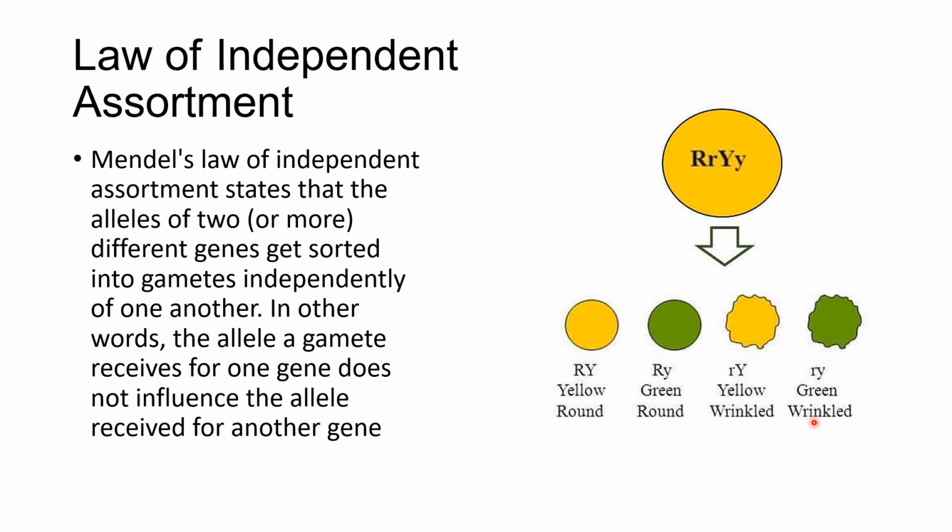There is no influence from the alleles for different traits on the alleles for other traits. They do not care about each other. So the yellow can pair up with round or wrinkled. Same with the green color, it can pair up with round or wrinkled. There is no rule saying that if my allele dictates green, what pairs up with me must be round. There is none of that. So it is just independent assortment. One gene does not influence the allele received for another gene. So no influence happens.